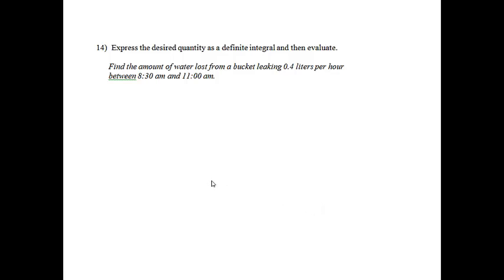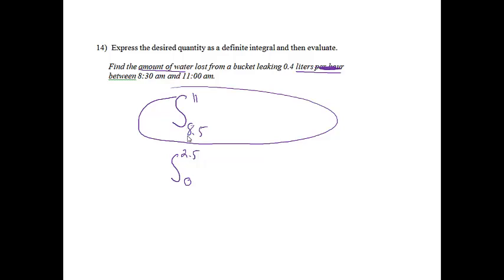Right, the next problem, express the desired quantity as a definite integral and then evaluate. Find the amount of water lost from a bucket leaking 0.4 liters per hour between 8:30 and 11 a.m. Okay, number one thing is I'm at liters per hour. I just want liters. I don't want the per hour to be there anymore, so that's why we're going to take the integral. Okay, from where to where, I could do a couple things. I could either do from 8.5 to 11, or I can do from 0 to 2.5. So either one of those will give you the right answer. I'm actually going to work it this way, but it does not matter.